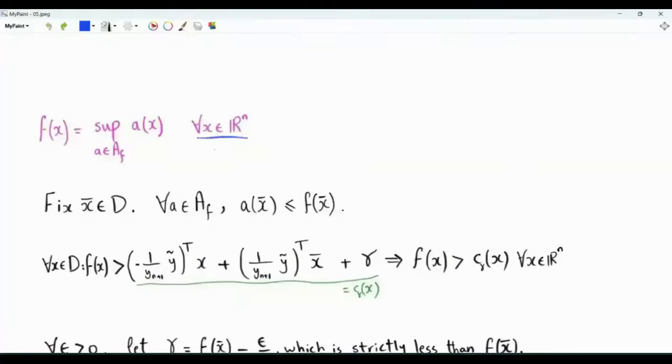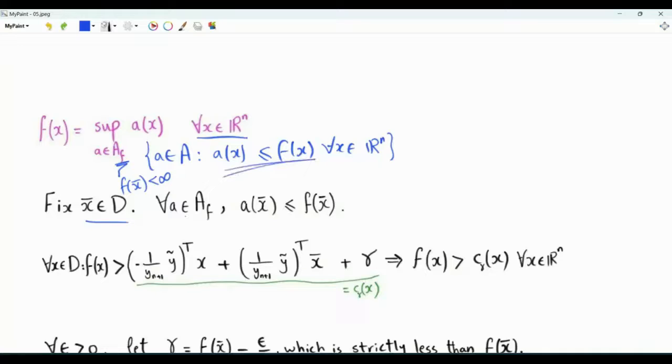We can now show that for every x in Rn, f of x is the supremum of all those affine functions in the set AF. Recall that the set AF is the set of all affine functions, and those affine functions are global underestimators of the function f. Fix x bar in D, so x bar is in the effective domain, and f of x bar is a finite number. By definition, every affine function a in this set AF will satisfy that a of x bar is less than or equal to f of x bar. So f of x bar is an upper bound on a of x bar for every a that is in this set.